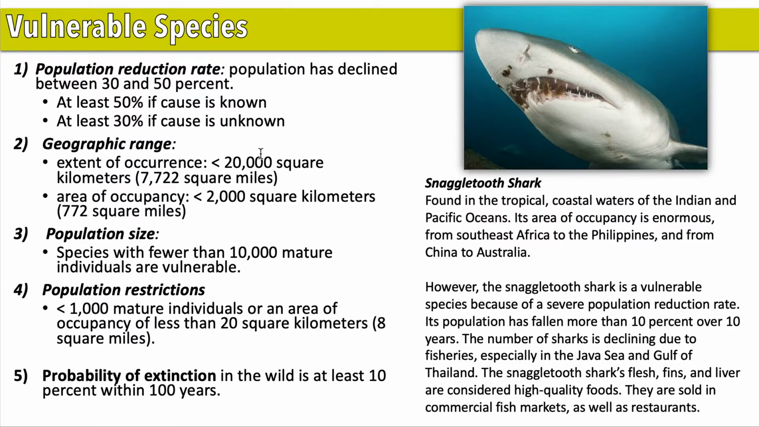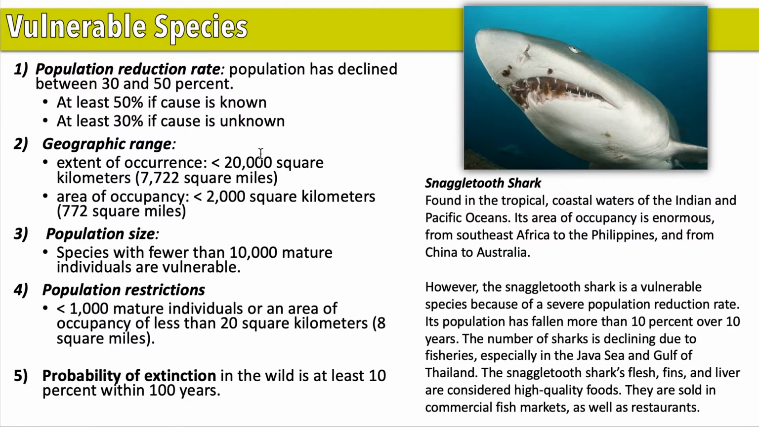So for the population reduction rate, it's got to decline between 30 and 50%, depending on if the cause is known. So 50% if they know the cause, 30% decrease if they don't know why the population is being reduced, like dying off. For the geographic range, the extent of where they occur is less than 20,000 square kilometers, and then the area of occupancy is less than 2,000 square kilometers.